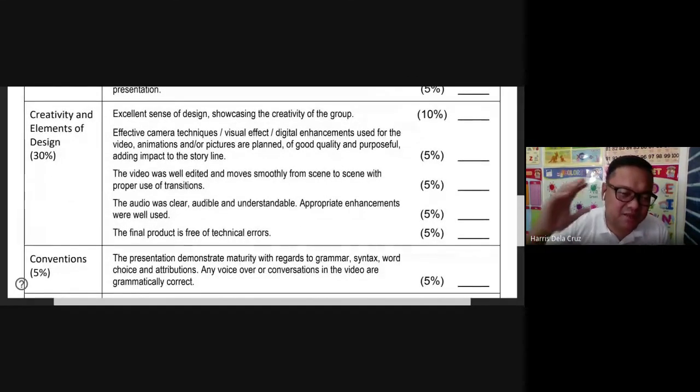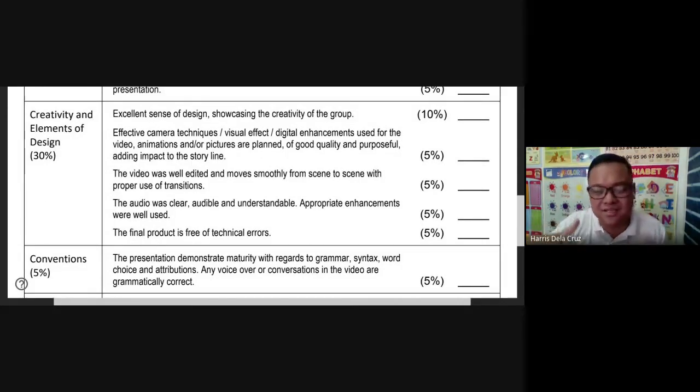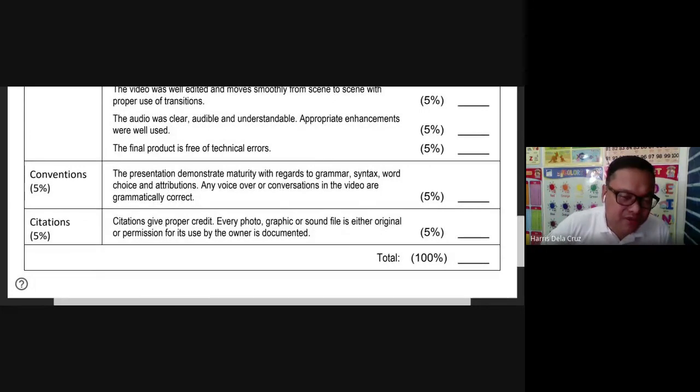Creativity and elements of design. Again, this boils down to the creativity of the group. The elements you include, the transitions, the sound effects, the musical scores, come in here. Conventions: the grammar you use, the language you use, the voice overs you use. So, you should observe proper maturity with regard to grammar, syntax, word choice, and so on.